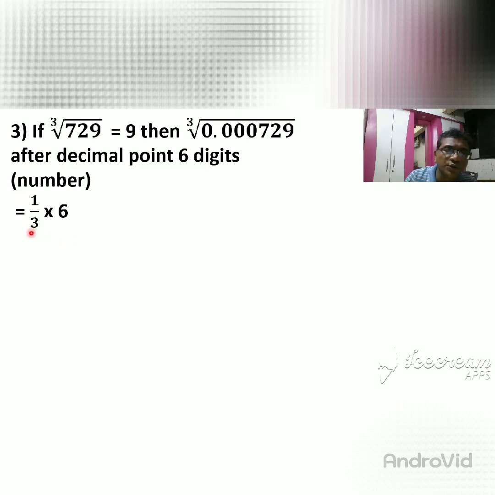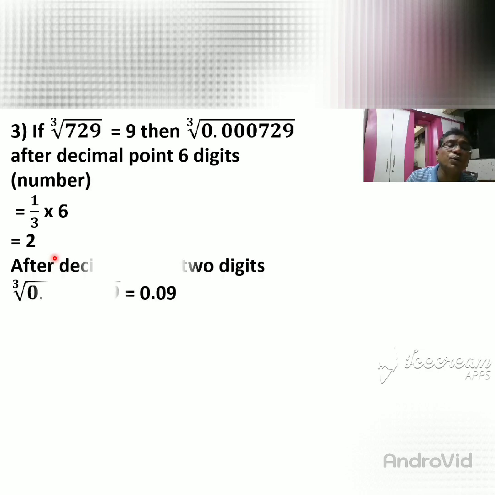So see, 1 upon 3, right? Because we want to find out the cube root. Into 6, why? Because after the decimal point there are 6 numbers. So 1 upon 3 into 6: 3 1s are 3, 3 2s are 6. So you get the answer 2. So after the decimal point, how many digits? 2 digits. So we can write the answer as 0.09.